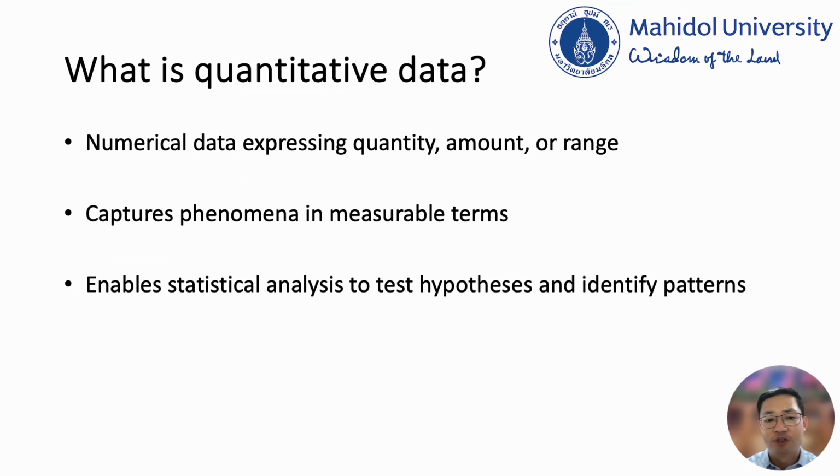Quantitative data refers to the numerical information that expresses quantity, amount, or range. It allows researchers to capture complex social phenomena in measurable terms. Because it's numerical, this data can be analyzed statistically to test hypotheses and uncover patterns and relationships. This is the core of most quantitative studies.